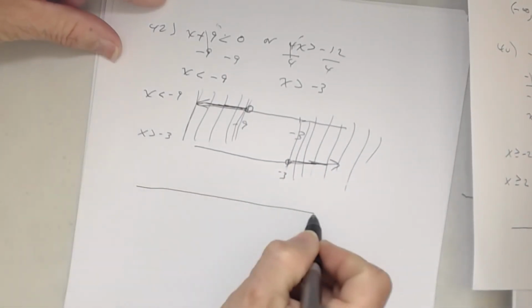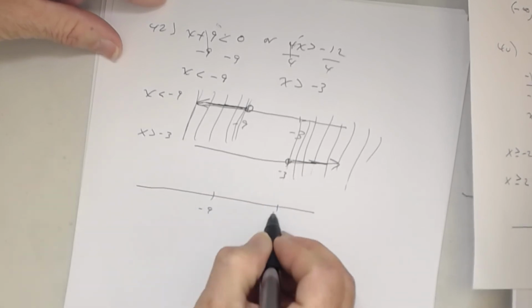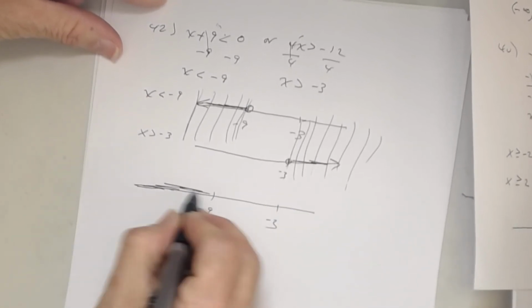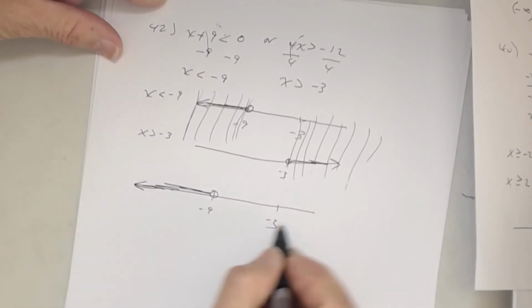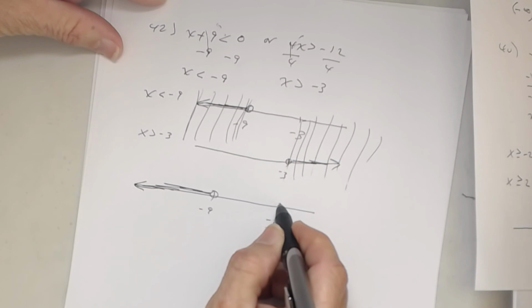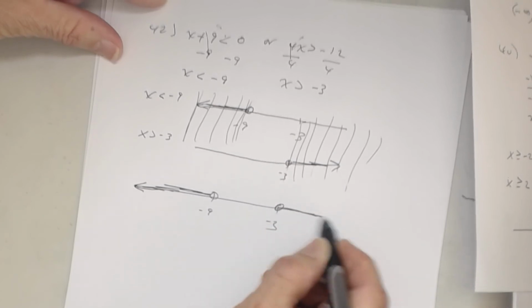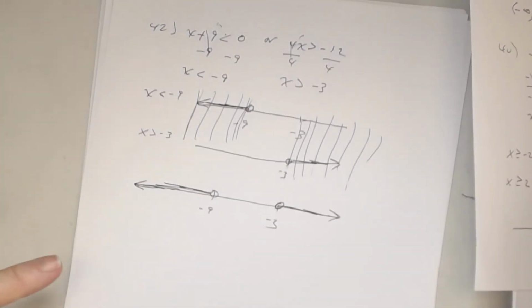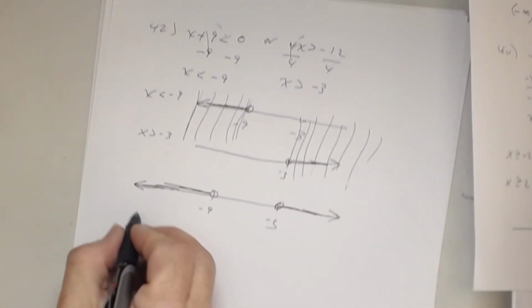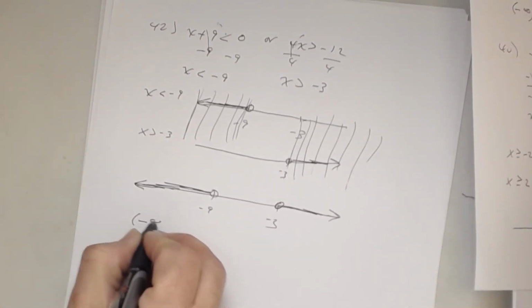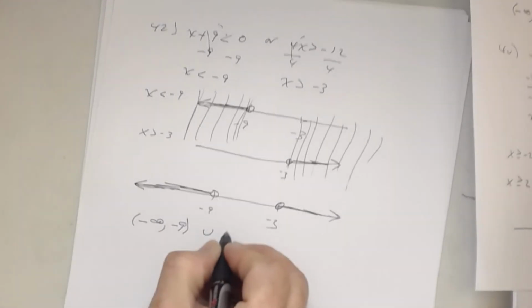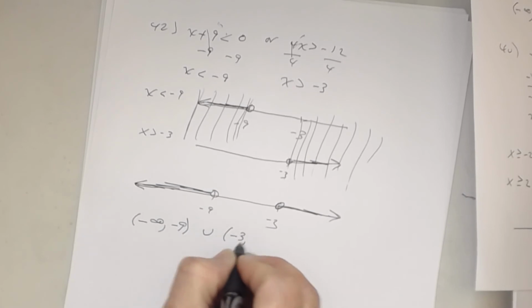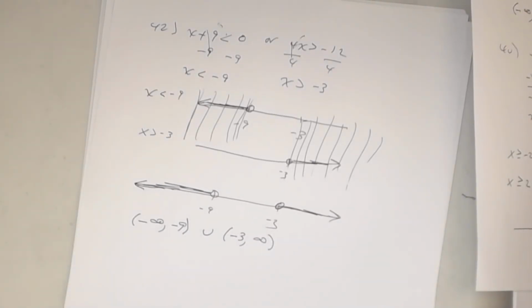So the graph, you're going to shade in like this all the way to -9 with open or closed. Don't forget your arrow though. And then you're going from -3, open or closed. Don't forget your arrow. So that's your graph. Interval notation, you're going to say negative infinity to -9, parentheses, union, parentheses, -3, comma, infinity. All right? So that's all that is.